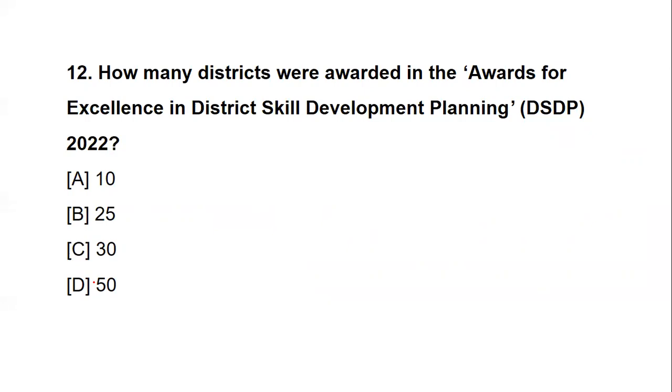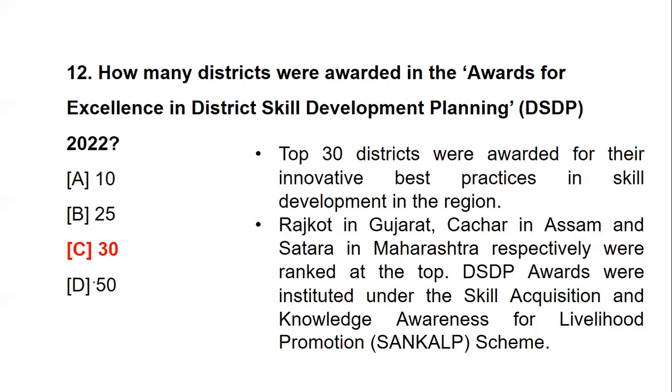So let's see the number of districts that were awarded. The total number of districts is 30. That is, the top 30 districts were awarded for their innovative best practices in skill development in the region. In that, Rajkot in Gujarat, Cachar in Assam, and Satara in Maharashtra were respectively ranked at the top, with skill acquisition and knowledge awareness for livelihood promotion.